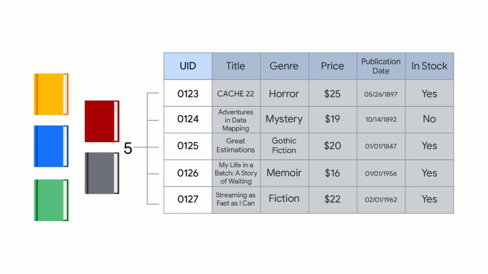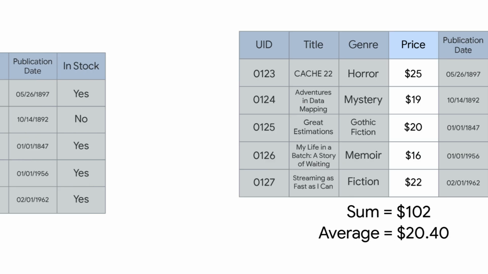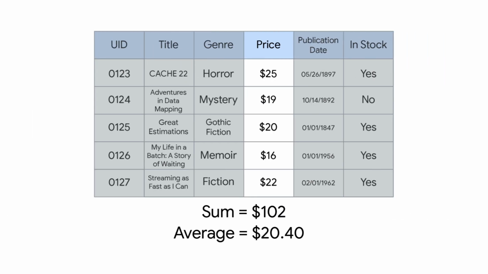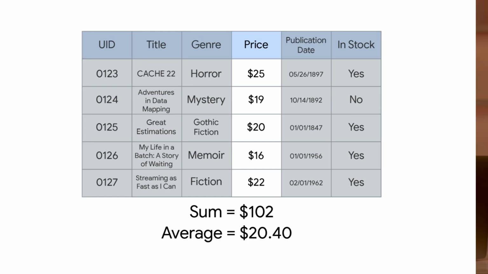Since every row equals one book, you'll need to count the rows to find out the total number of books in your inventory. One way to do this is by counting the values in a single column or dimension, like the unique identifier column, to find the total number of rows. Measures can also aggregate dimensions in other ways, like finding the sum or average value of all the books.